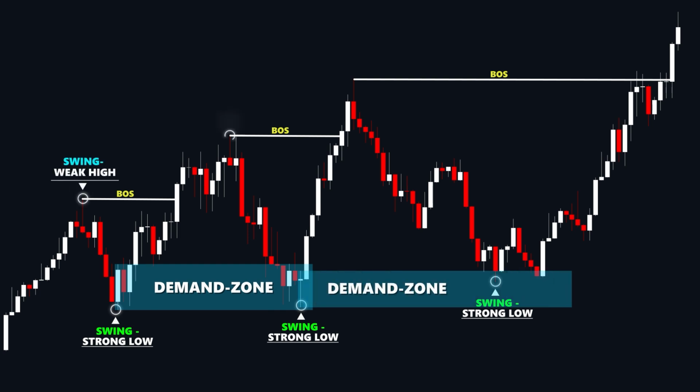On the flip side, check out these highs. These are what we call weak highs. Price struggles around them for a bit, but notice how they don't hold for long. The trend eventually breaks right through. In a strong uptrend, weak highs usually get taken out as price pushes to new higher highs.